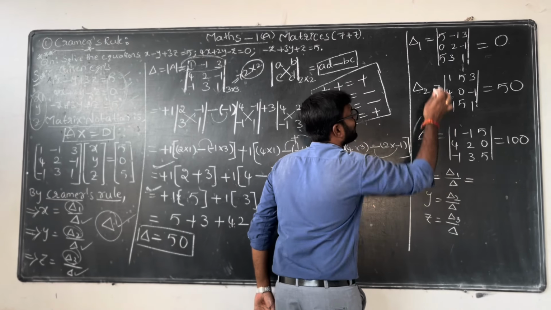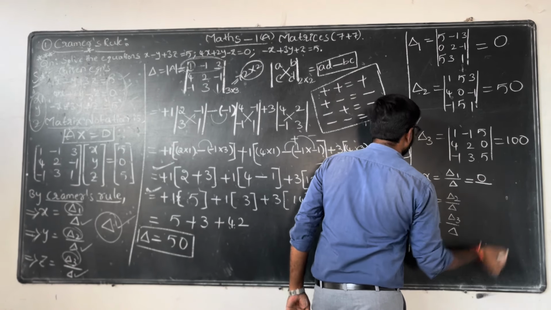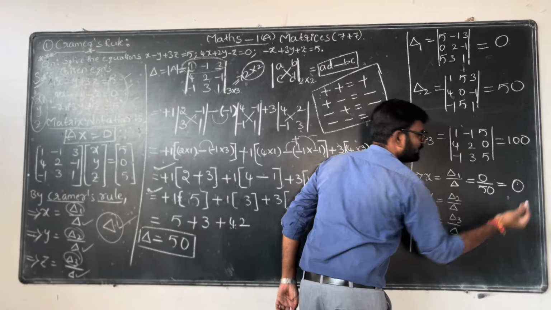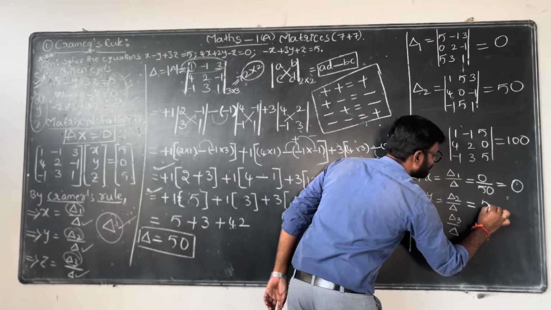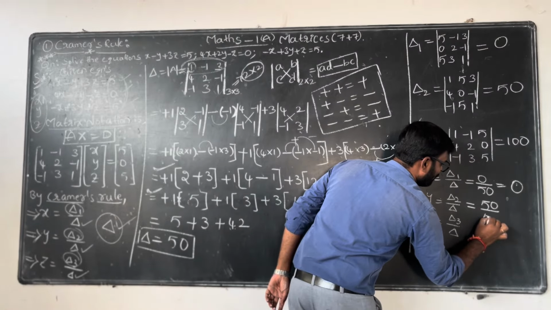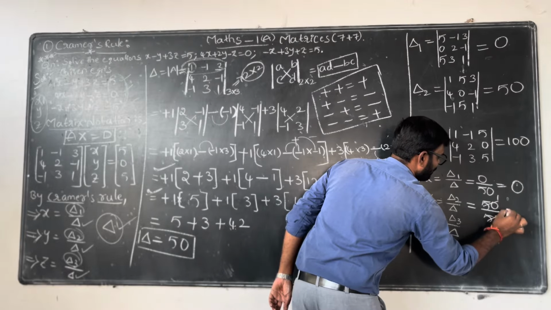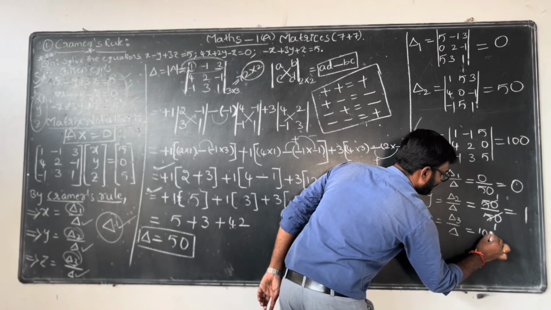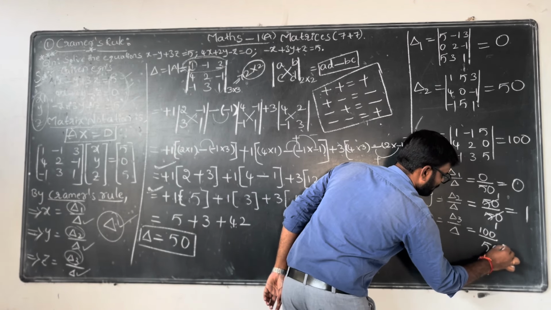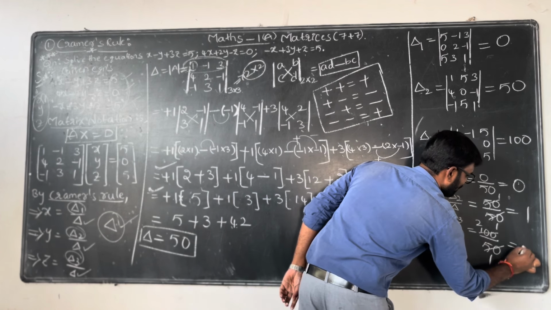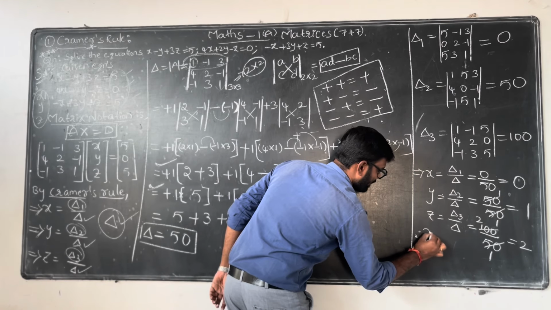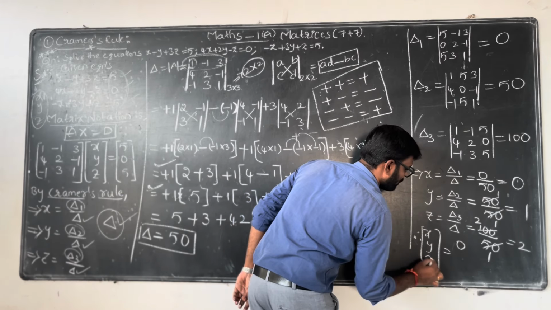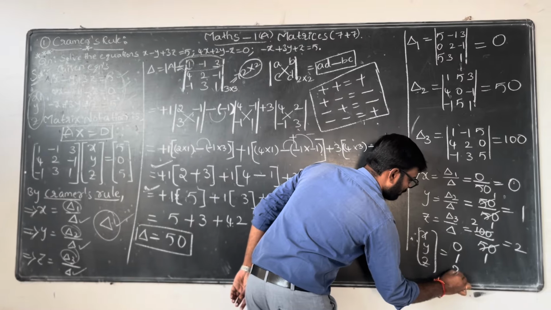Now substitute. What is the delta 1 value? 0. By what is the delta value? 50. 0 by 50 is 0. Next delta 2, how much? 50 by the delta value 50. 50 ones are 50, so the final answer is 1. What is the delta 3 value? 100 by delta value 50. 50 twos are 100, so 2. So finally, x y z: what is the x value, 0; y value, 1; z value, 2.